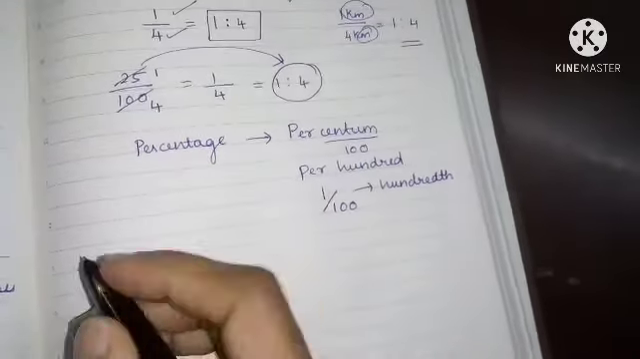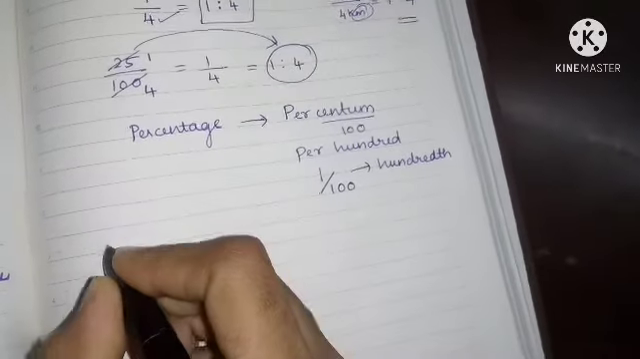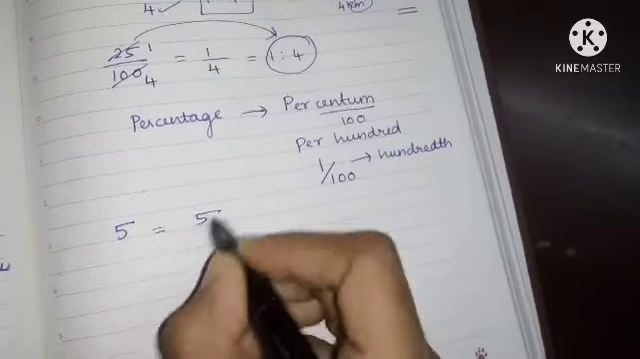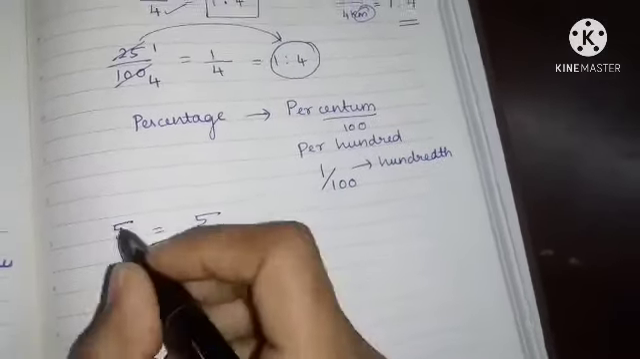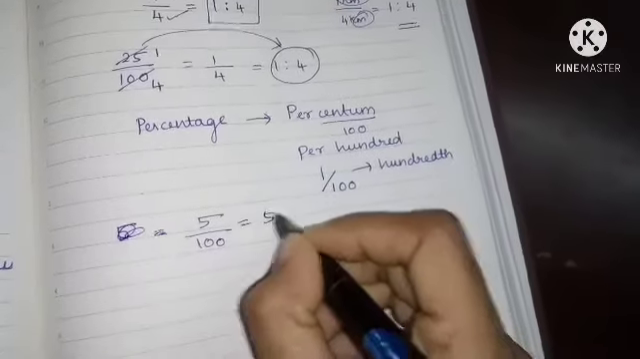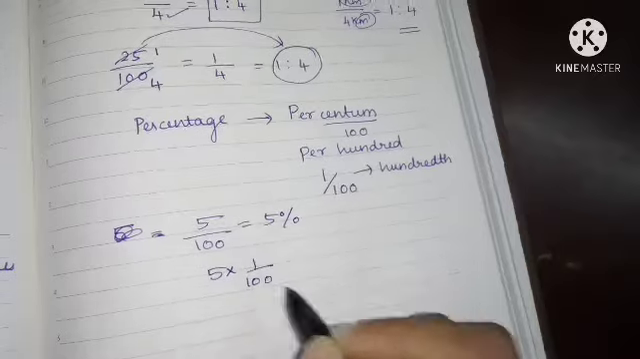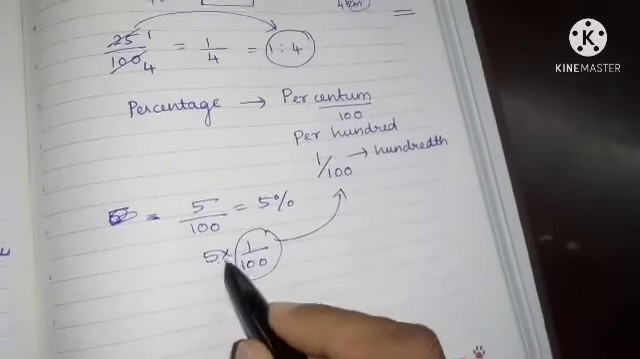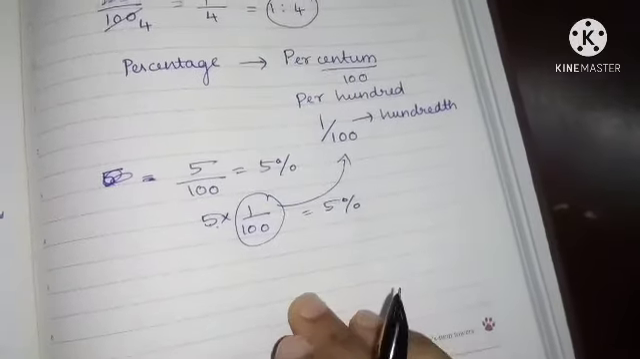So if you want to write 5 as a percentage, you will write 5 by 100. 5 by 100 is nothing but 5 percentage, which means 5 into 1 by 100. Okay, 1 by 100 is nothing but per 100. So a number into per 100 is nothing but percentage, 5 percentage. Like that you will write the percentage.